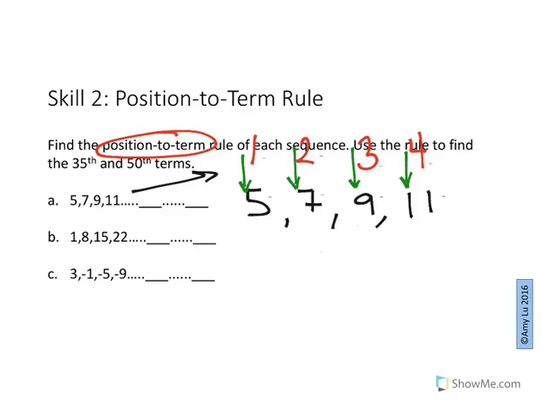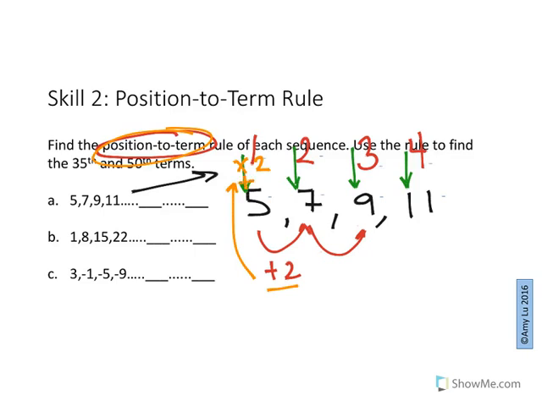Step 1, figure out term to term. Term to term is to add 2 each time. So the first step in my position to term is to take my position and multiply by 2. So when it says add 2, transform it to multiplication of that number. Now 1 times 2 makes 2. It doesn't quite make 5.